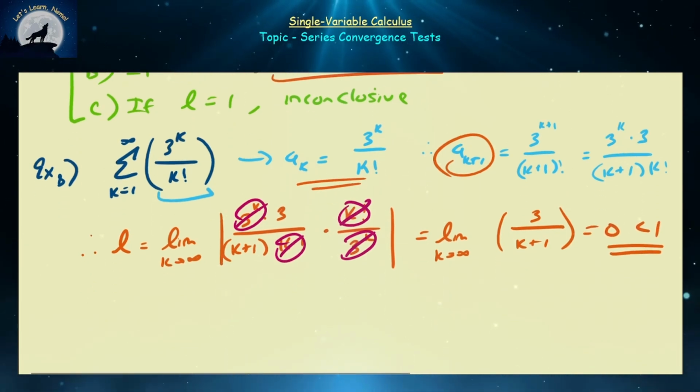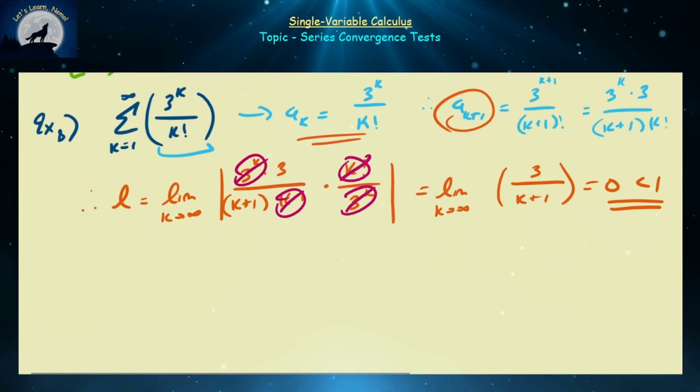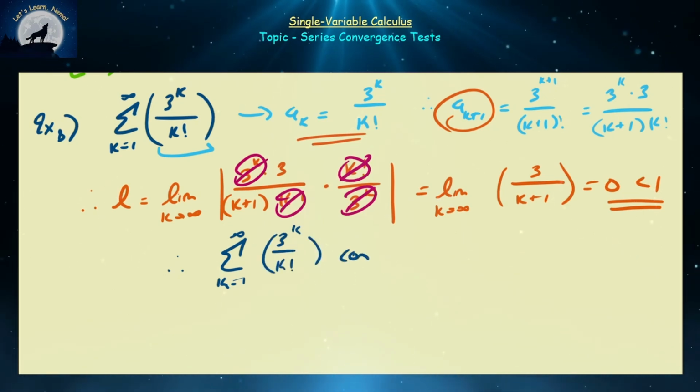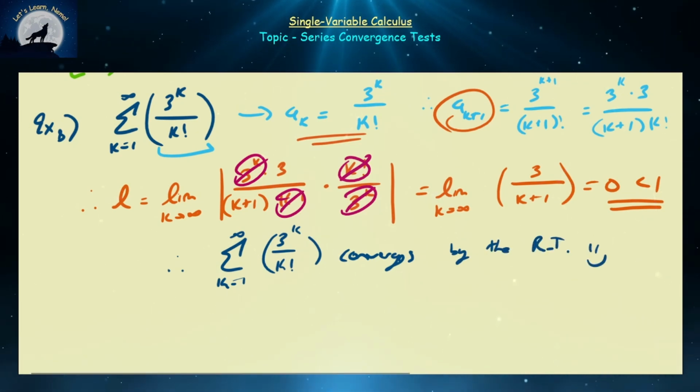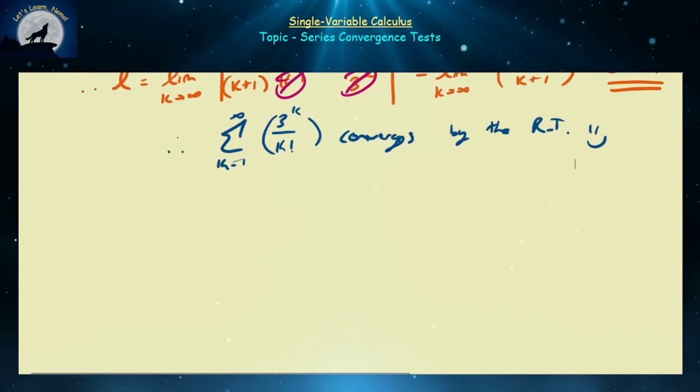Right? So we have a number for L that is less than 1, therefore what? So that means the sum from k equals 1 to infinity of 3 to the k all over k factorial converges absolutely by the ratio test. All right, so it's actually quite nice. Let's look at another example just to make sure we have it.